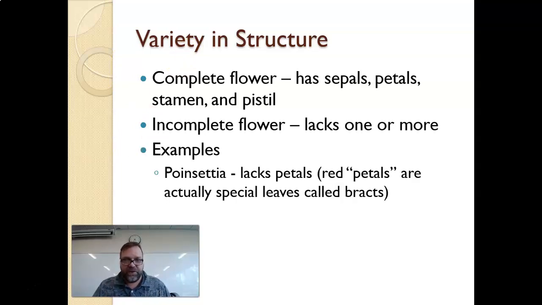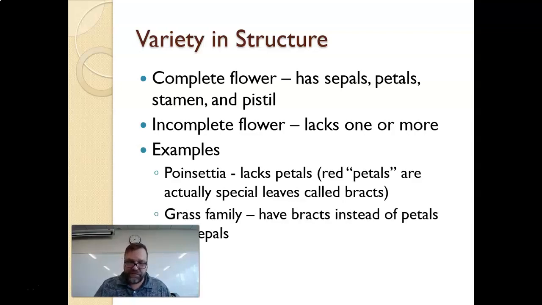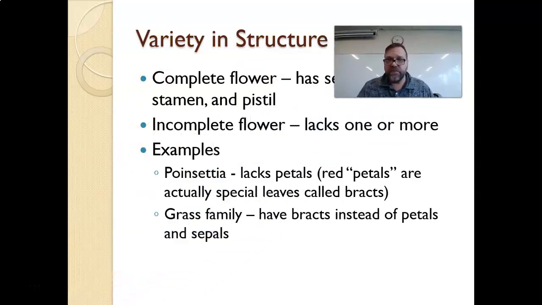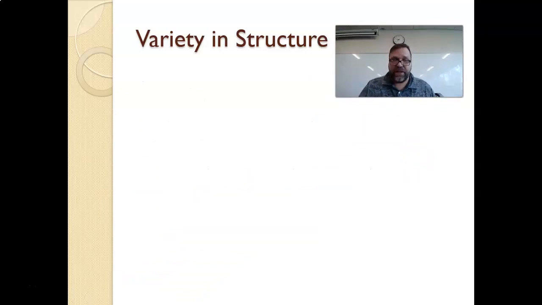So some examples. If you're a poinsettia, you lack petals. The red petals are actually special leaves called bracts. If you are grass, let me move my thing here so you can see it. The grass family has bracts instead of petals and sepals, so it's lacking something. That would be an incomplete flower.